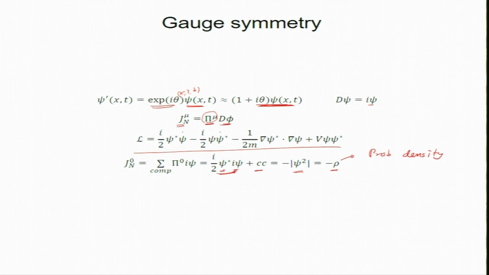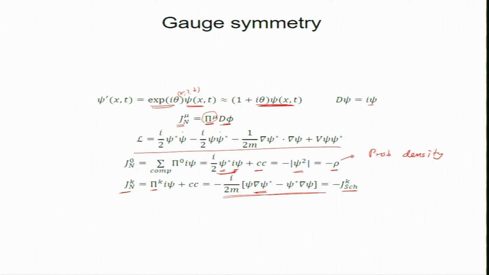What about the other component, J k, k is 1, 2, 3? pi k times i psi, but pi k is the momentum in the space dimension, which is nothing but grad psi star by 2m. This is the momentum, the gradient operator for the Schrodinger equation, and its complex conjugate. By definition there is the minus sign, so this is the current in the Schrodinger equation. You have seen this, no? This is called the current.